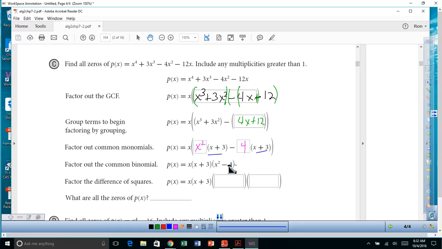Now x squared minus 4, that's x squared, and that's 2 squared. So that's a difference of perfect squares, so that's going to give you x minus 2 times x plus 2. So what are all the zeros of p of x? Well, you're going to have 0, negative 3, negative 2, and positive 2.